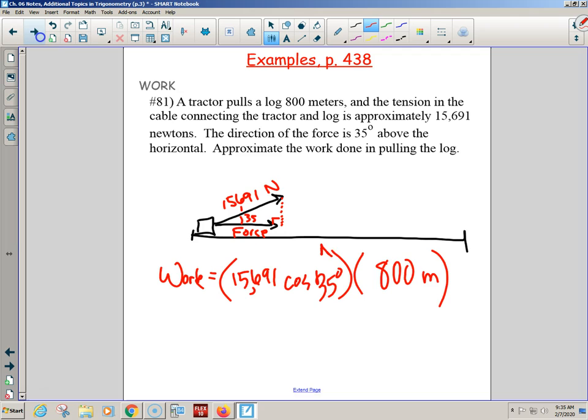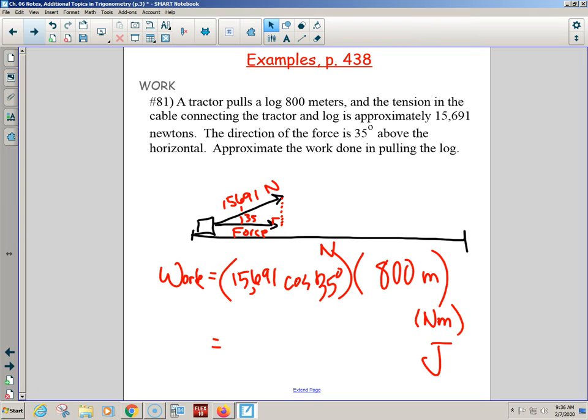Wait, what are we solving for? Work. What are Newton meters? That's weird. Anybody know Newton meters? Nobody knows? Joules. The unit measure of work. Newton meters are the same thing as joules. Although I'm pretty sure the book will just say Newton meters.